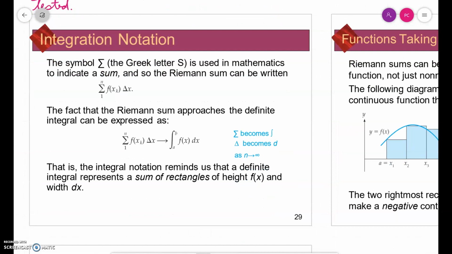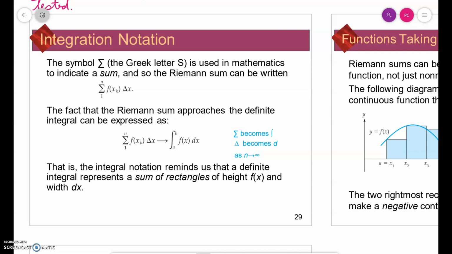All right, so the symbol sigma, which is the Greek letter S, is used in mathematics to indicate a sum. So the Riemann sum can be written as sigma from 1 to n f of x sub k delta x. The fact that the Riemann sum approaches the definite integral could be expressed as follows. Sigma 1 to n f of x sub k times dx approaches the integral from a to b f of x dx. Okay? Or sigma becomes integral and delta becomes d as n is going to infinity.